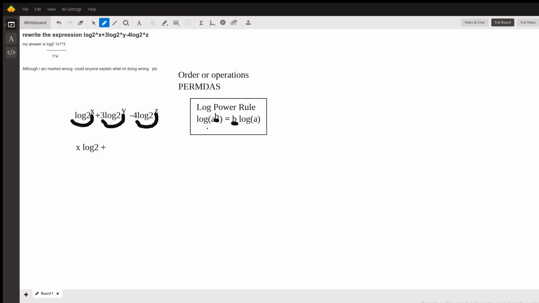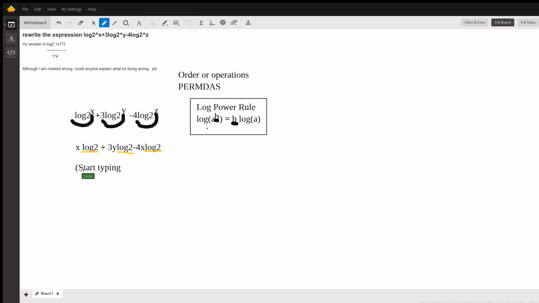plus 3y log 2 minus 4z log 2. Now that we have this, I hope you can see that we have some matching parts. Log 2 is the same in all of these pieces. So what I'm going to do is separate that from that x, 3y, and negative 4z.